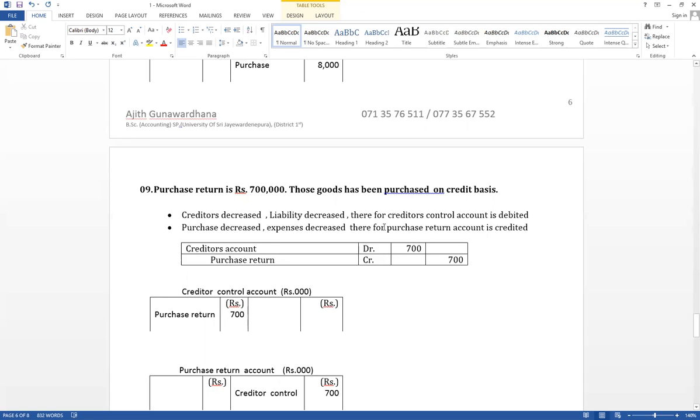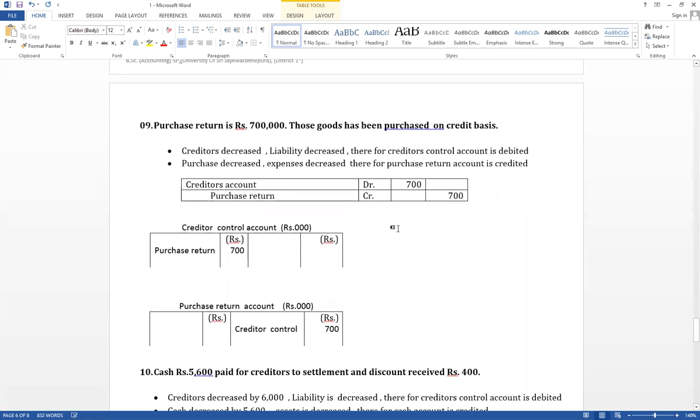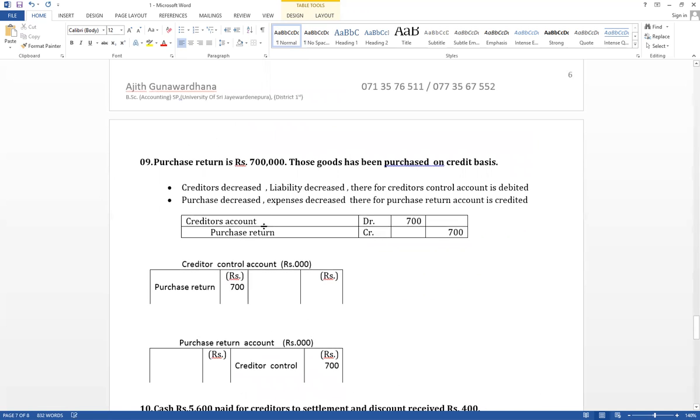For purchase return, we have to prepare a separate ledger account. As a result of purchase return, purchase decreases. Therefore, purchase return account credit, creditors control account debit. It does not affect cash: creditors control account debit, purchase return account credit.